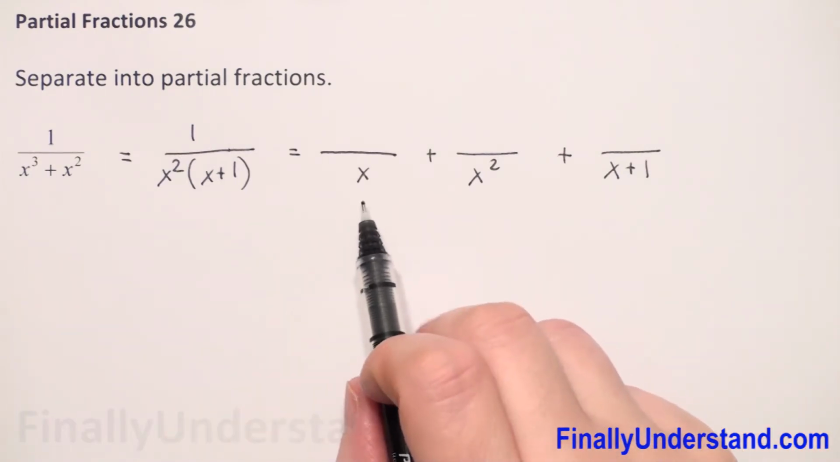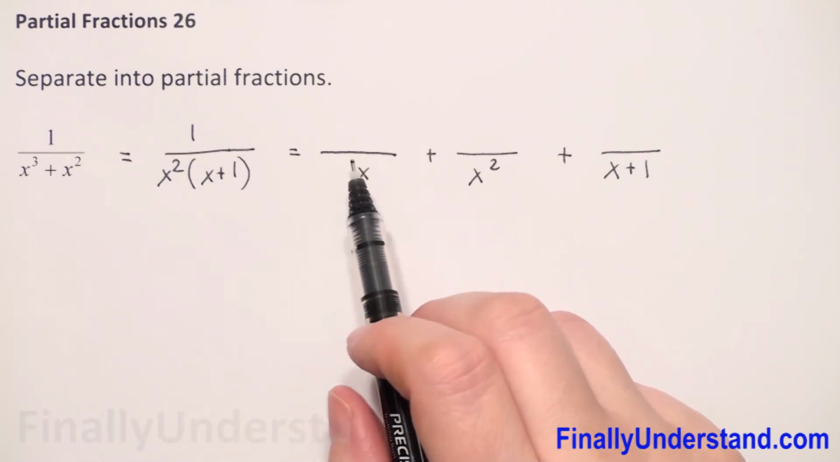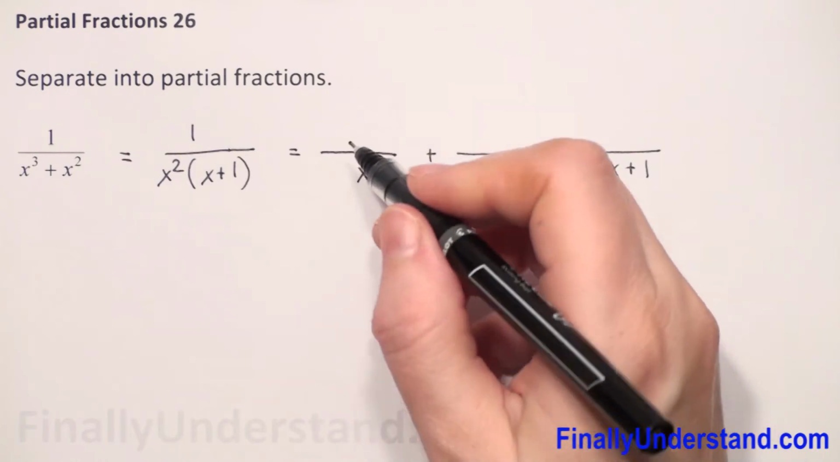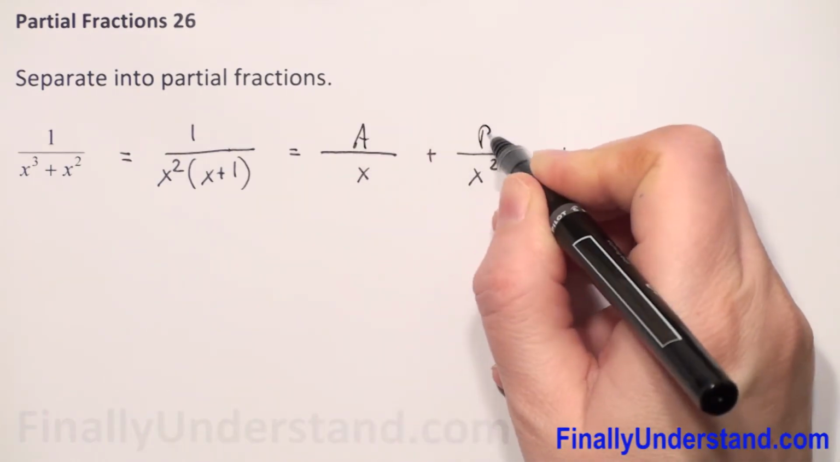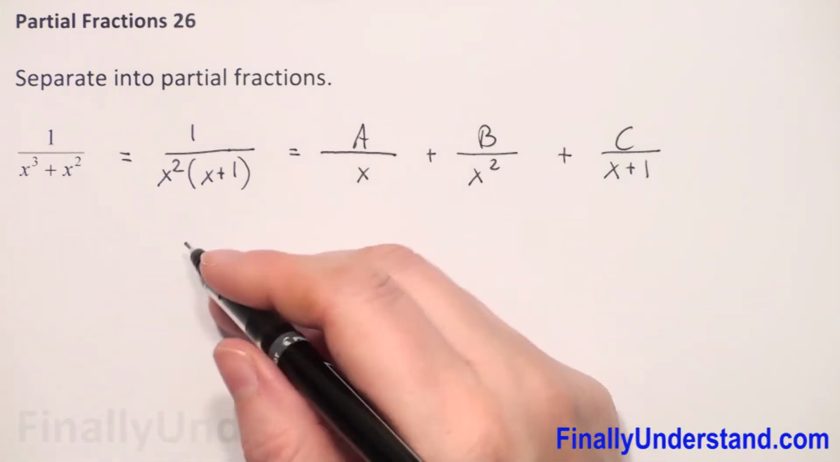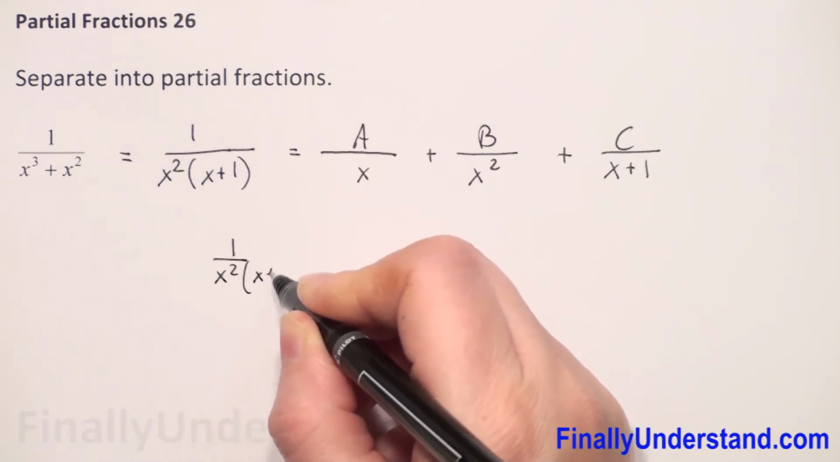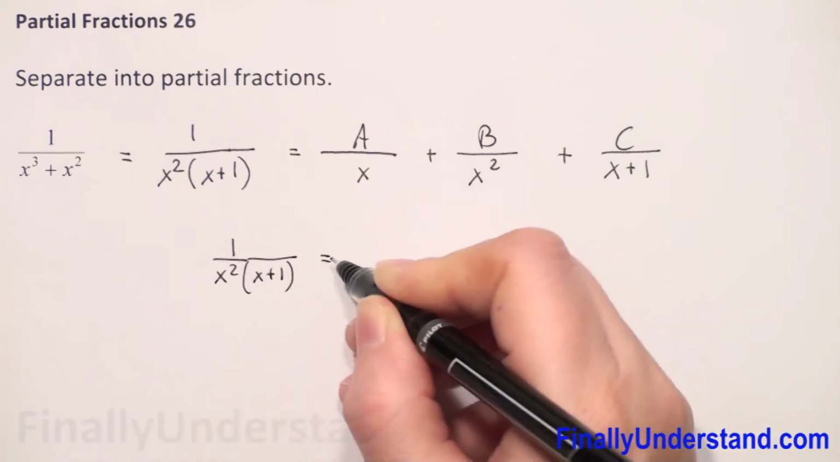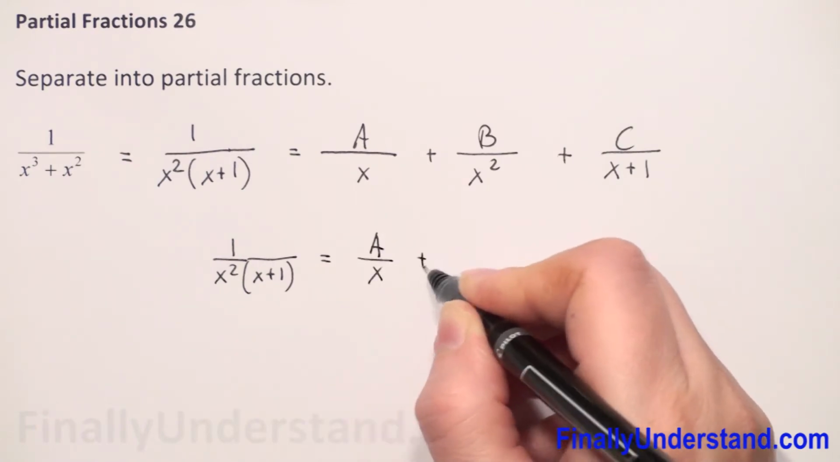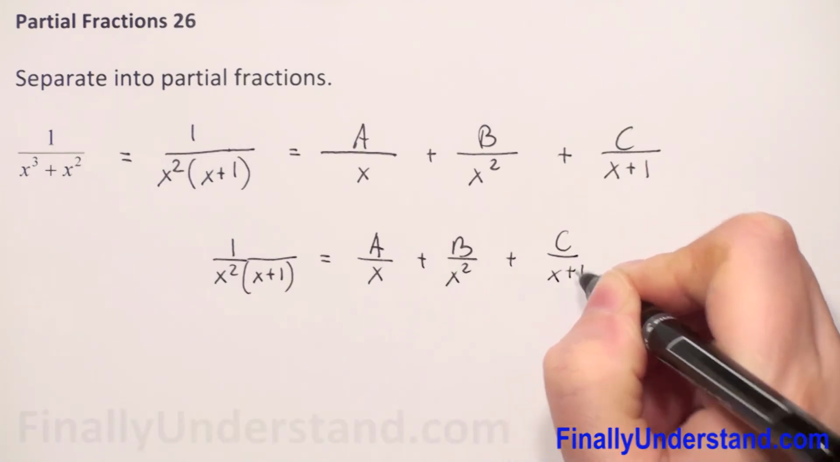And now, because the factors are linear, the numerators are constants. So it will be a, b, and c. And now we need to find a, b, and c. They are our unknowns. So let me copy one more time our example. We have 1 over x squared times x plus 1. This is equal to a over x plus b over x squared plus c over x plus 1.